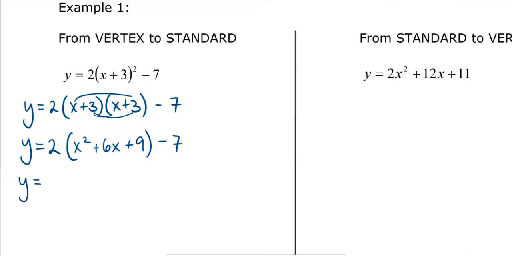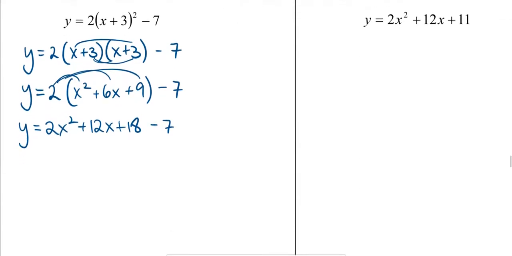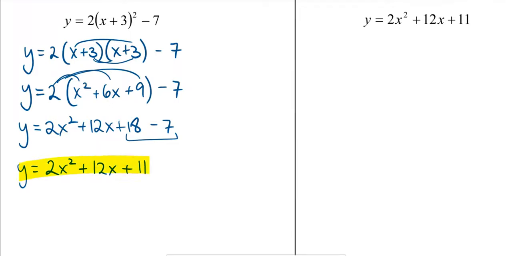Y equals, next line, distribute the 2. So we have 2x squared plus 12x plus 18. And then minus 7 outside. And collecting these two like terms at the end gives me y equals 2x squared plus 12x plus 11. And here's our standard form. And from the standard form, we can find our y-intercept. Y-intercept is 11.